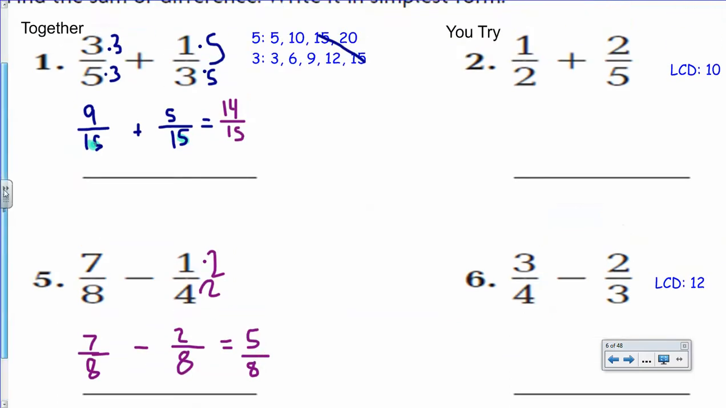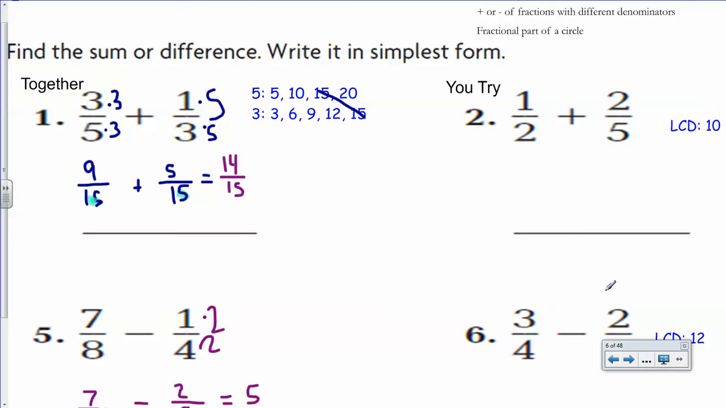Now you're going to go ahead and hit the pause button and you're going to try the 2 you try problems, and I'll be back in just a second with answers.